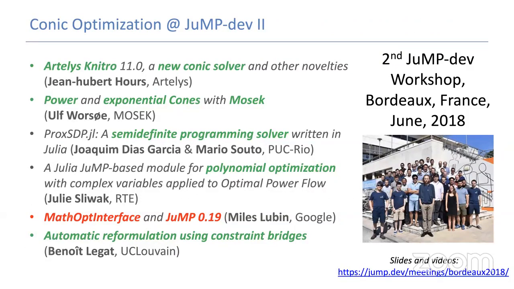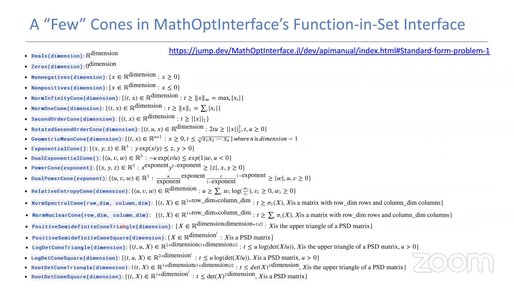And MathOptInterface introduced something that looks very similar to this, a function that belongs to a cone, but slightly more general: function in set, which includes the conic paradigm but also a little bit more. In particular, currently the MathOptInterface function-in-set approach allows a whole bunch of different types of cones, including the second order cone and positive semidefinite, and a lot of extra cones. There are also a few extra sets that are not necessarily conic, but MathOptInterface will also understand.